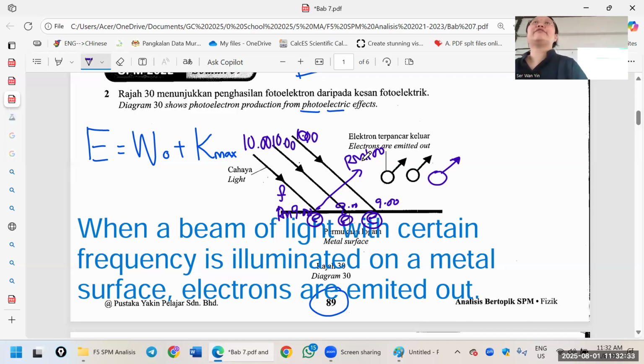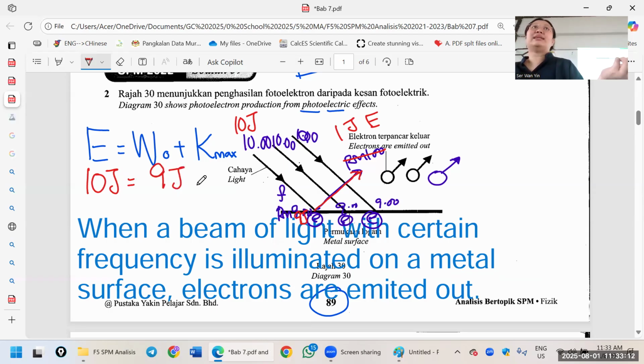This is the relationship for light and electron. This light says I have 10 joules of energy. Then electron says, you give me 9, then only I go out. So spend 9 joules of energy here. Then the electron goes out with 1 joule of energy. So the total is 10 joules of energy equals the cost, 9 joules, plus kinetic energy, 1 joule.